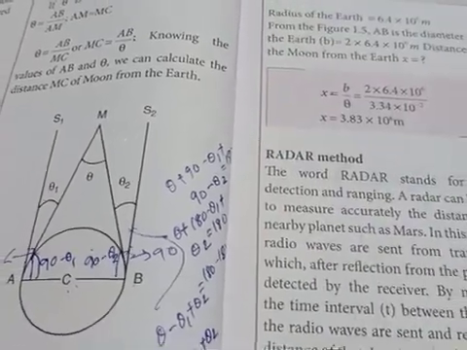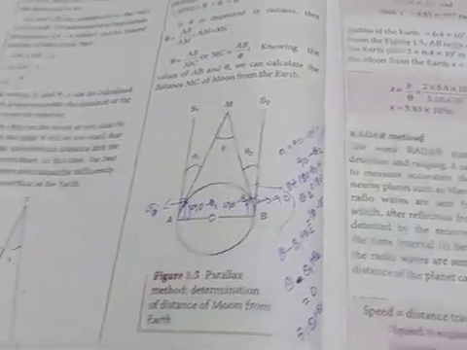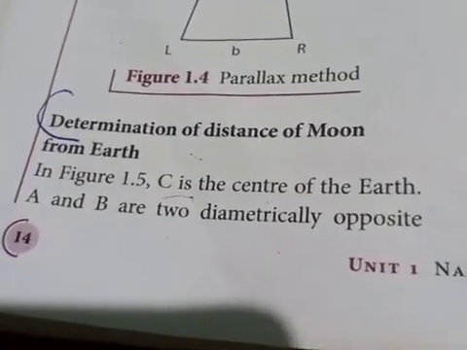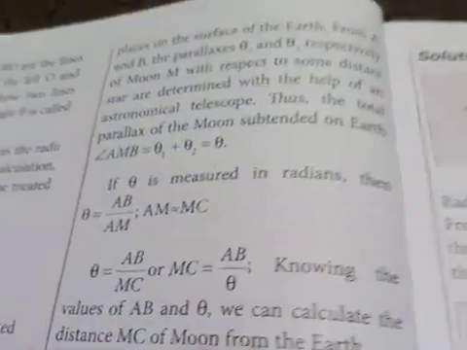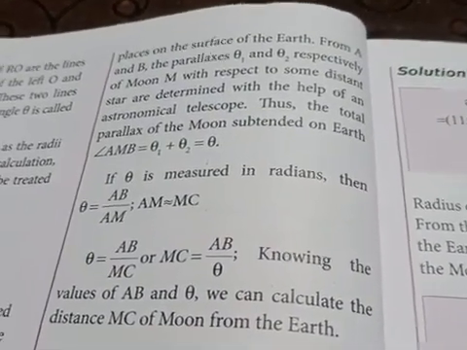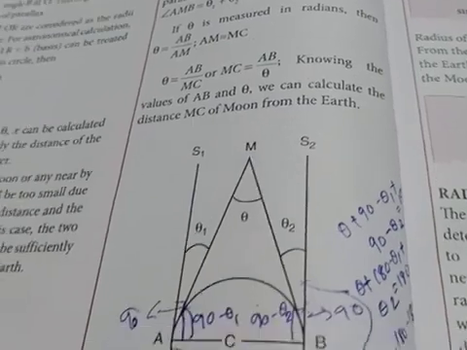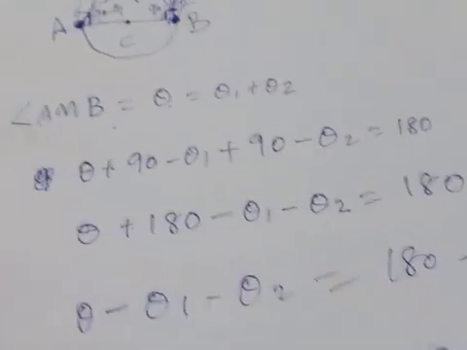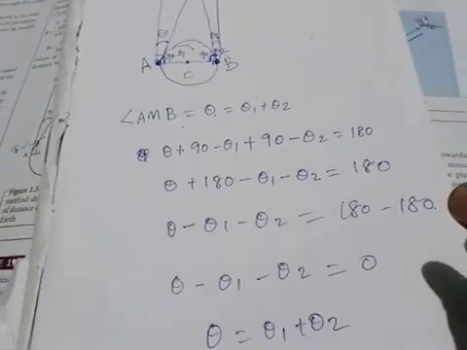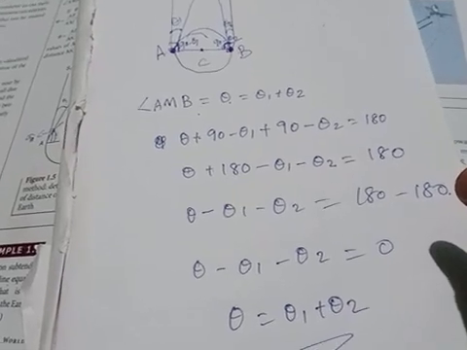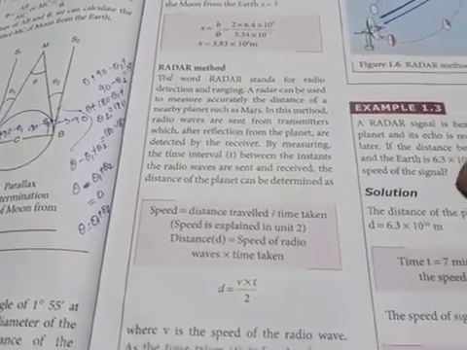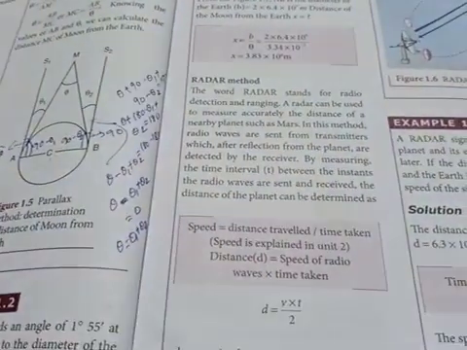So this is what a parallax method, and this is one of the important 3-mark questions, determination of distance of the moon from the earth. You can take a screenshot of this part and study, and this is just for how you got this theta value. So you can take a screenshot and study. It is one of the very important, repeatedly asked 3-mark questions in this unit.